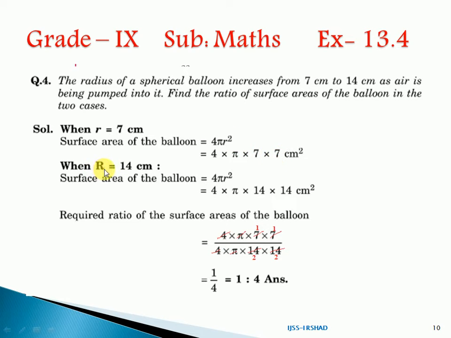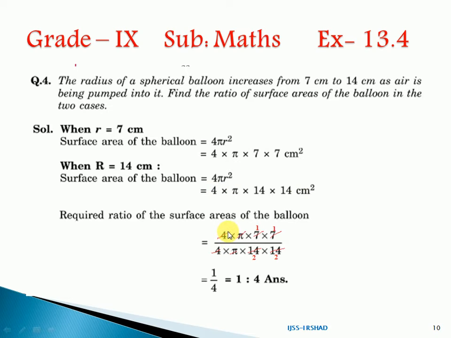And in the second case the radius is 14, so again you can write the surface area of the spherical balloon is equal to 4 pi r square, that is 4 pi, the same like pi, and r will come here 14 into 14 centimeter square. Now the required ratio of the surface area of the balloon in two cases is equal to the first one from here over the second one, so this one.